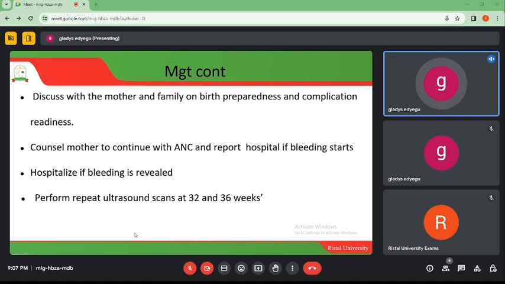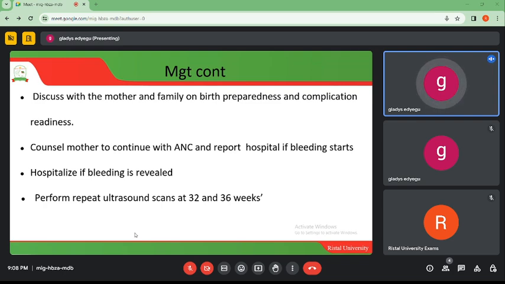This is the mother who comes to you and you have identified it with ultrasound scan, that is placenta previa, and she is not bleeding. Then she has to continue her antenatal, but you have to make sure that you tell her that immediately she sees any bleeding, she rushes to the hospital. So hospitalize if bleeding is revealed.